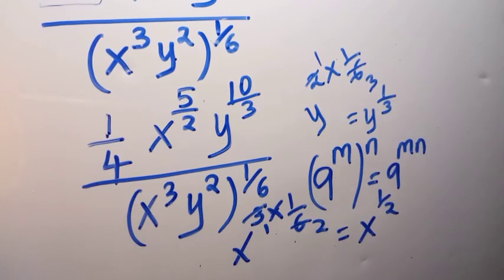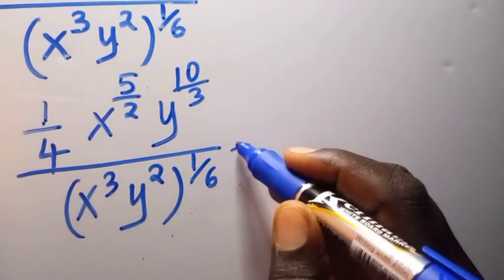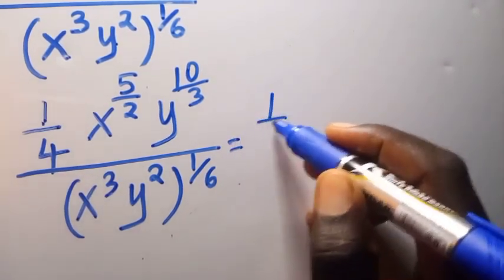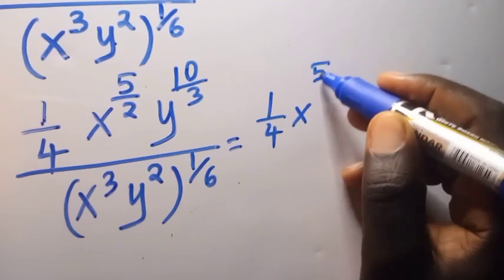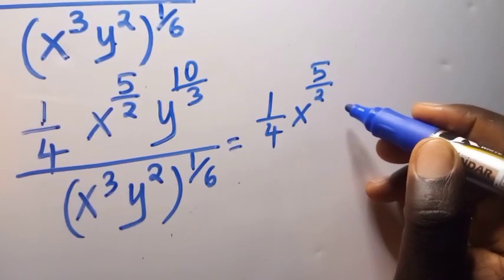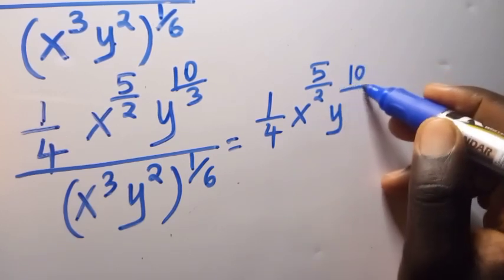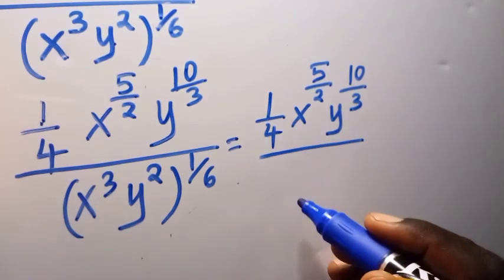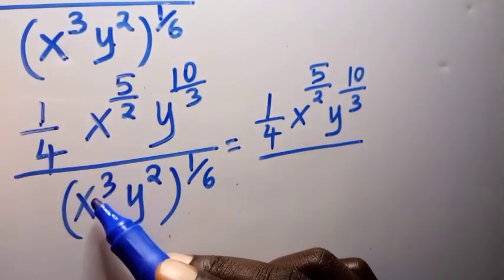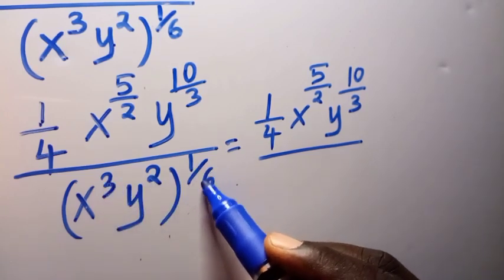Now, this one can be, that is a quarter, x raised to, that is 5 over 2, then y raised to 10 over 3, then all over. What is in the denominator now? I said this is x raised to 3, then raised to 1 over 6.